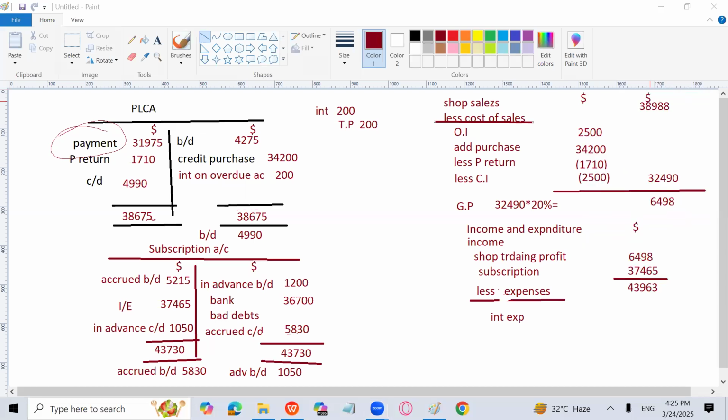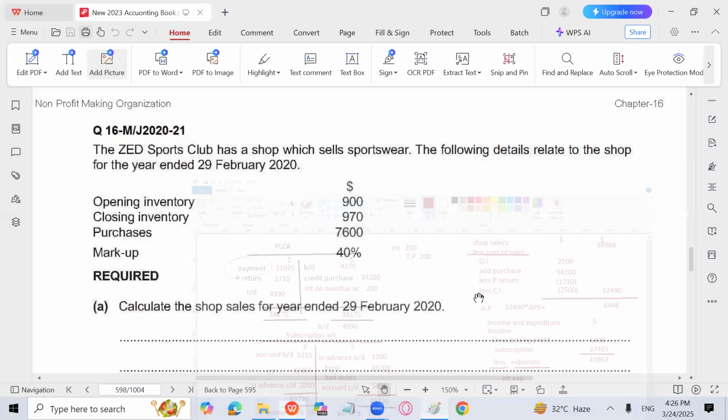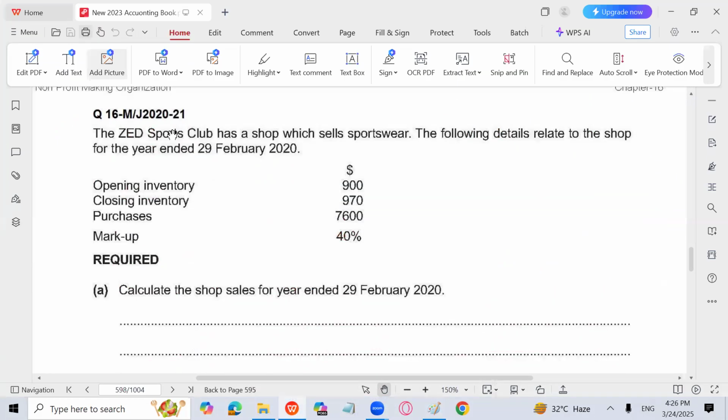Okay, so we'll go for the next question. We are done with that. This question is quite easy, except one or two things: we are supposed to find the payment to shop trade payable, not the credit purchases. Credit purchases has been given. May/June 2021, the Z Sports Club had a shop which sells sportswear. The following details relate to the shop for the year: opening inventory, closing inventory, purchases, markup is 40%. Calculate the shop sales. Again, the same pattern, the same way to solve the question.